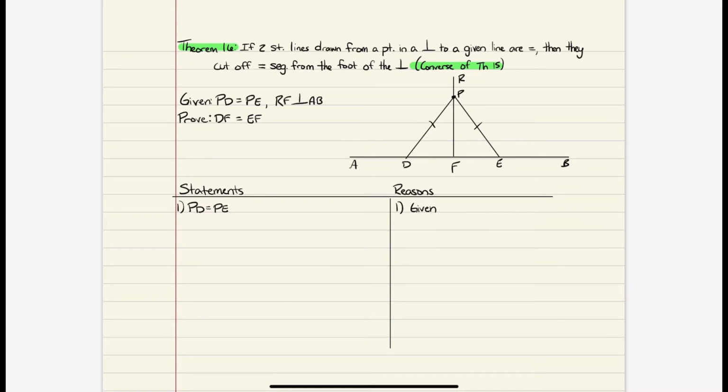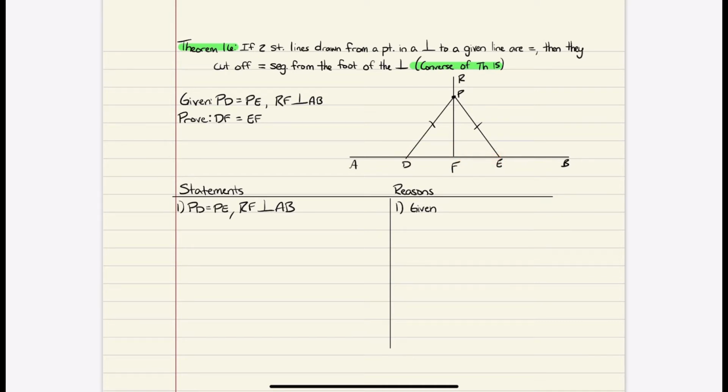I've already written down the first statement and reason. I haven't finished out the first statement, but let's finish it out real quick. We can say that RF is perpendicular to AB. There we go. All I did there was write down the given information, and I get that given information from the theorem. They tell us that the two straight lines are equal, and they tell us that we have perpendicular lines. And so that's where I get the given from. We're trying to prove that DF is equal to EF.